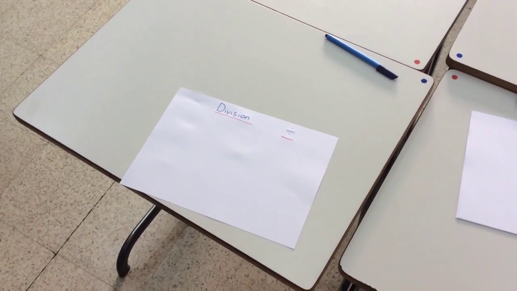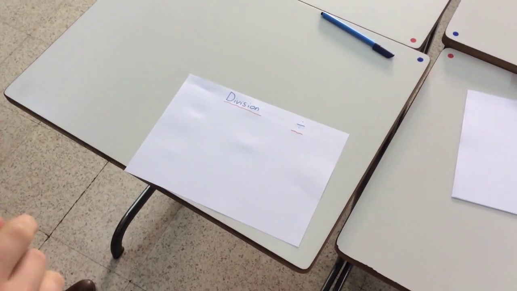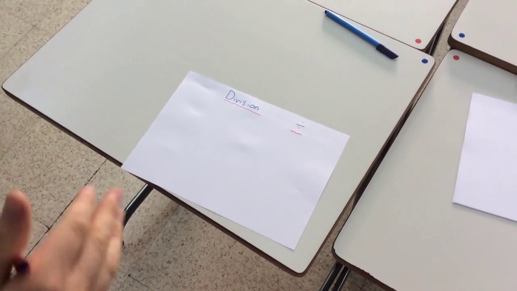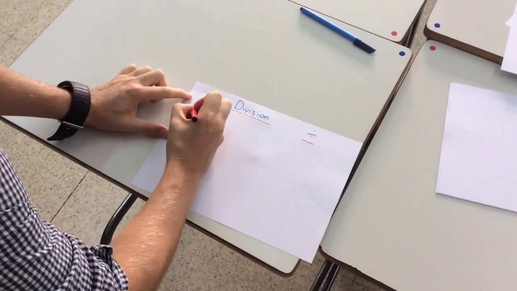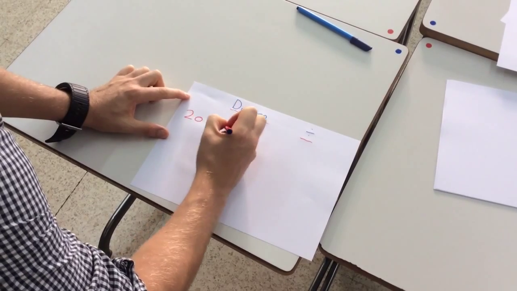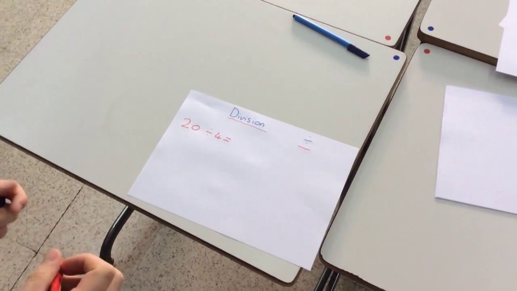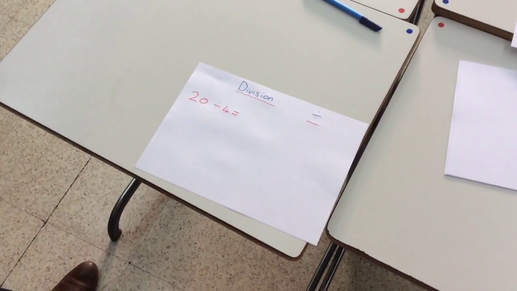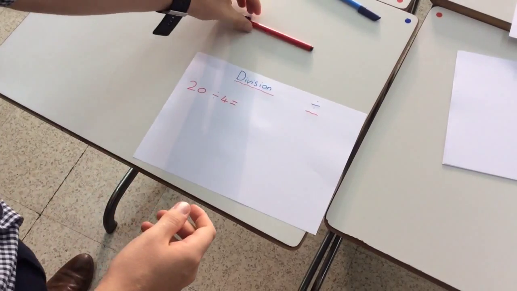Okay, so now we're going to look at how you can use the bar method to solve division questions. Let's look at a basic division question first. Let's say I've got 20 and I'm going to divide it between 4. We're going to look at division as sharing at the moment. We're not going to go into it as grouping.